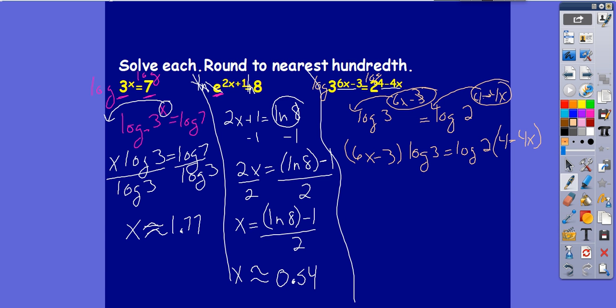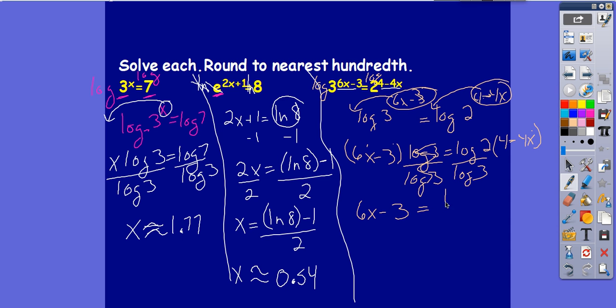So this is just a number, all right? Still just a number. It's just a little bit more complicated because we have to carry it around. So I'm going to distribute here and on this side. Actually, let's not do that. Let's go ahead and divide so I don't have to deal with it on both sides. So I'm going to divide by the log of 3 so that I don't have to deal with logs on both sides.